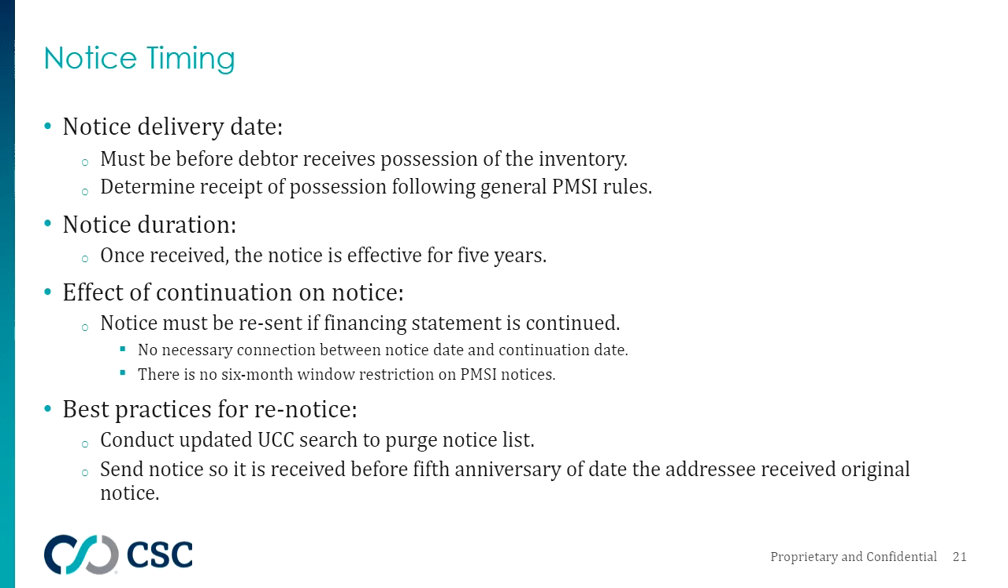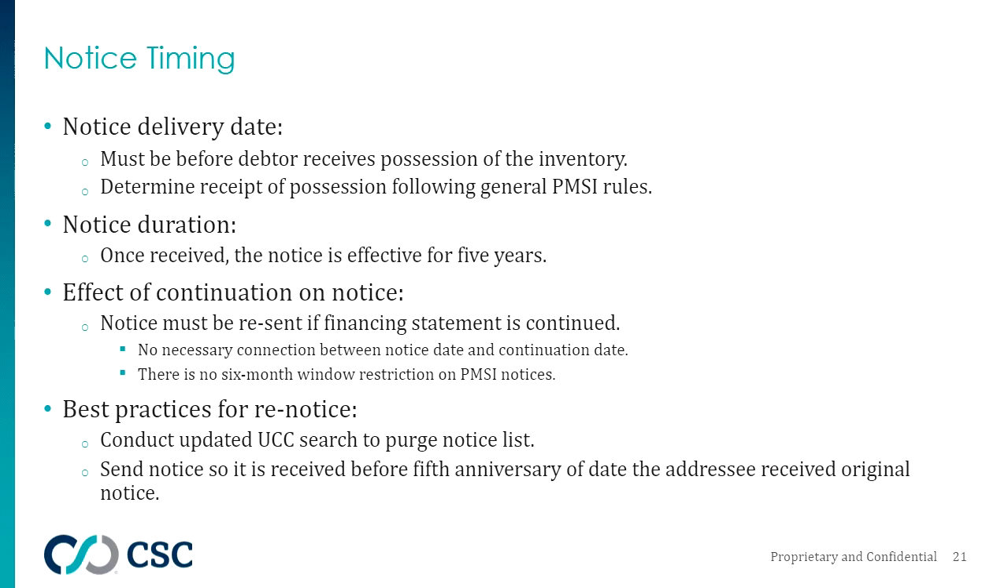Note that unlike a continuation, which has to be filed within 6 months before the lapse date of the financing statement, there's no such 6-month window for a purchase money security interest notice. It can be sent after 3 years, and it will be effective for 5 years from the date it was received. Again, there's no connection between the notice effective period and the financing statement effective period. You could resend notices every year, and there's nothing wrong with that. They can't be rejected. It's not a filing office issue.